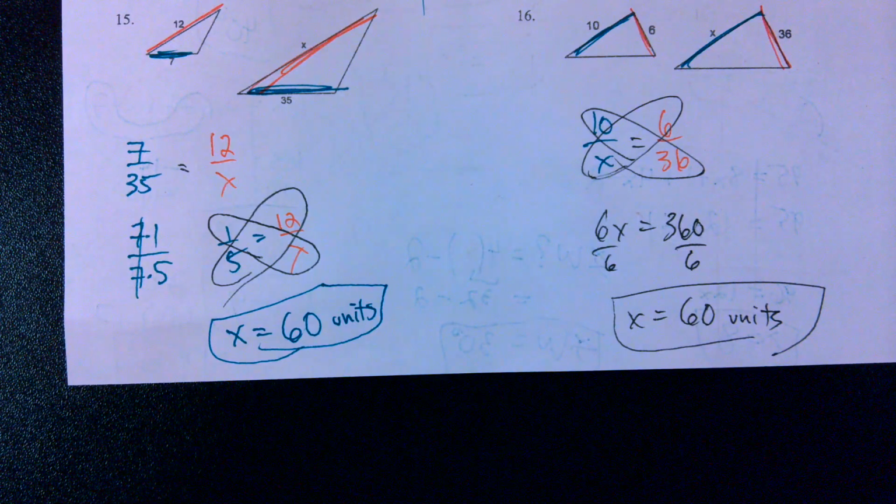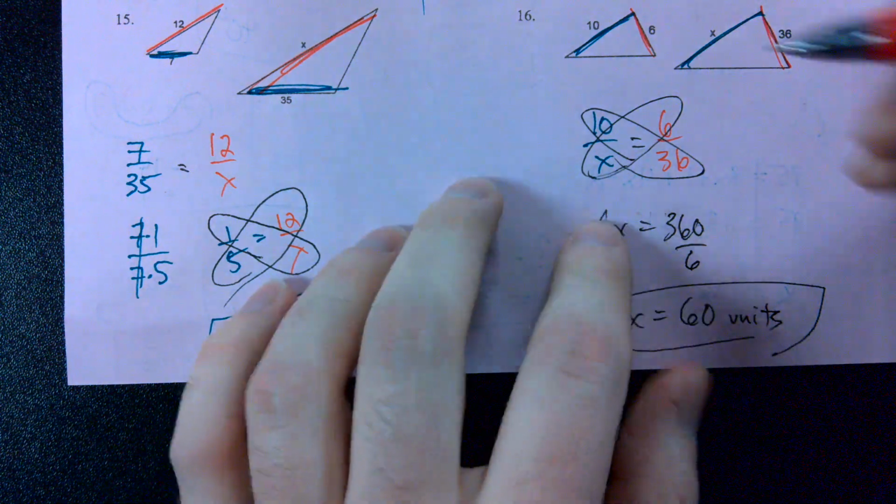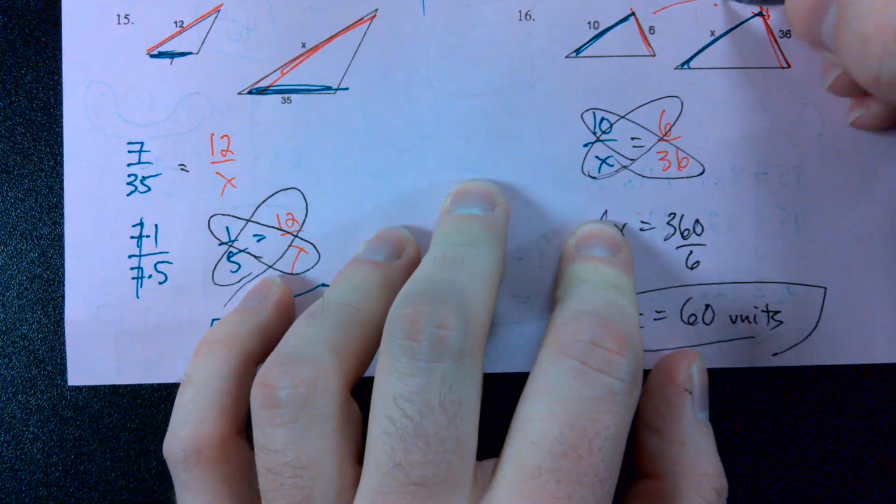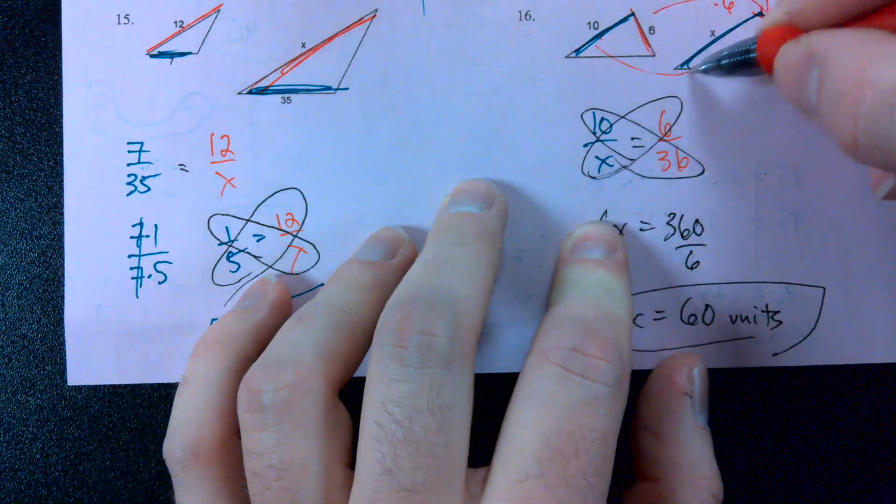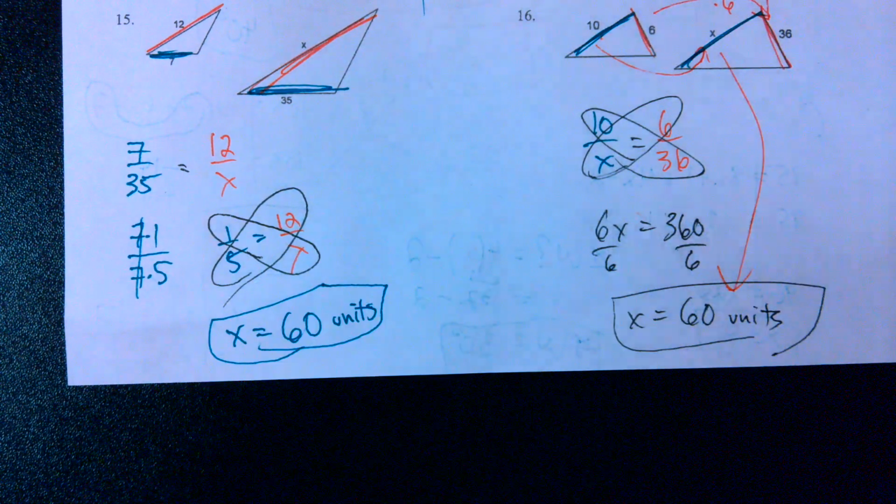Mr. Church, can we just do that? Yeah, that's fine. If you want to do it the shortcut way where we talked about how 6 to get to 36 is times 6, so we take 10 and multiply by 6, and that gives us 60. Great catch on that.